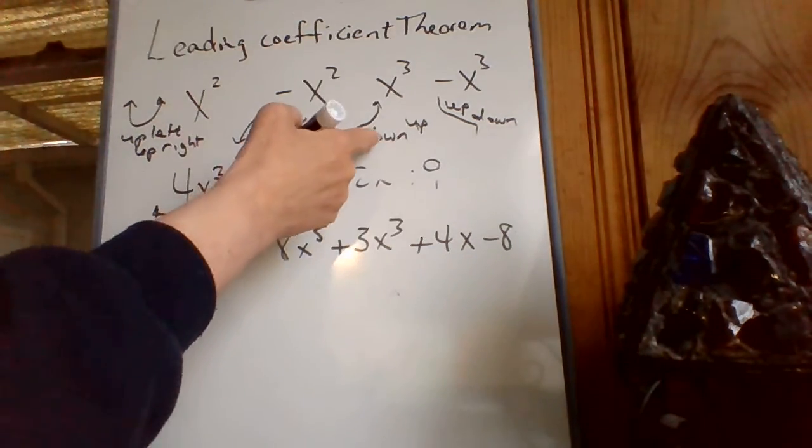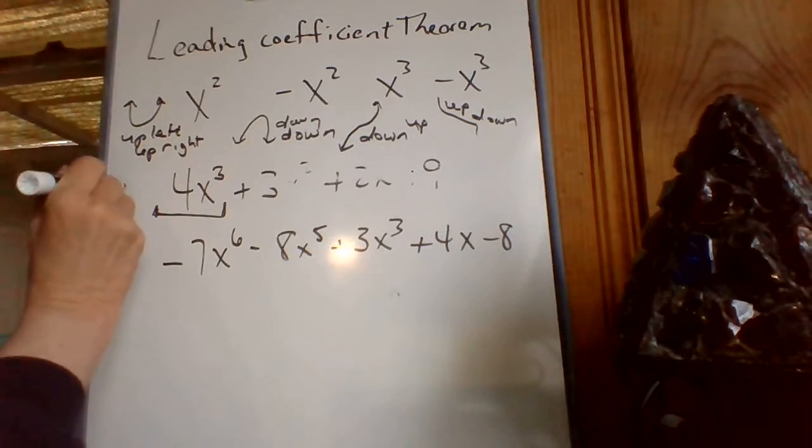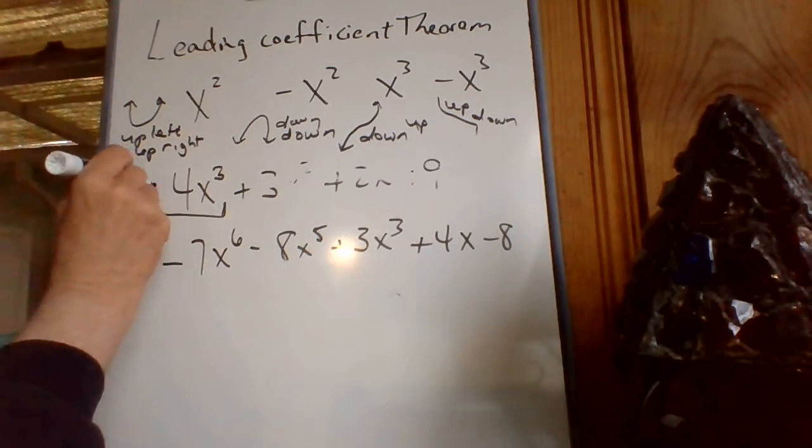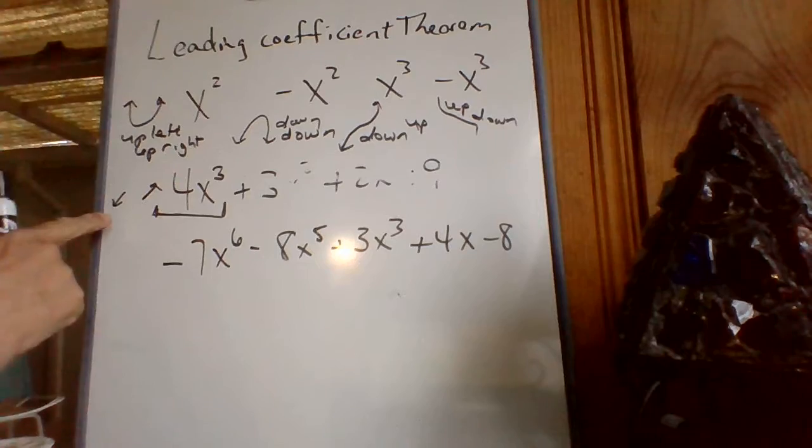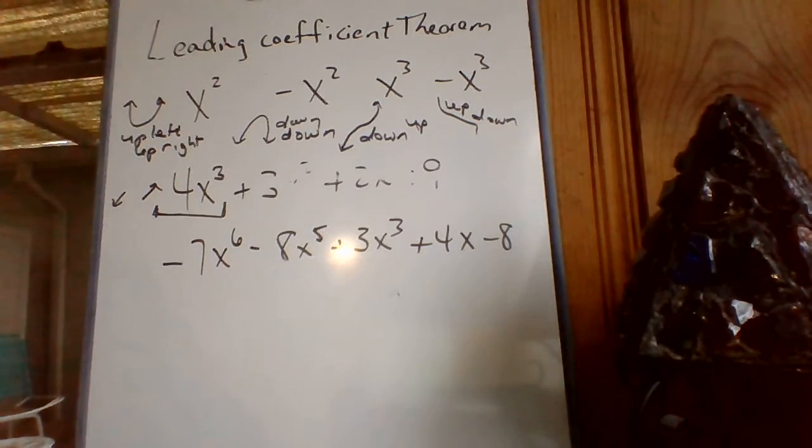You can say something like down and up if you want, or you could just draw a little picture of what you're going to do. That's the end behavior according to the leading coefficient theorem: on the left I'm going down and on the right I'm going up.